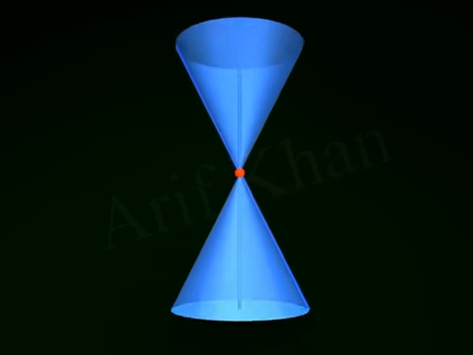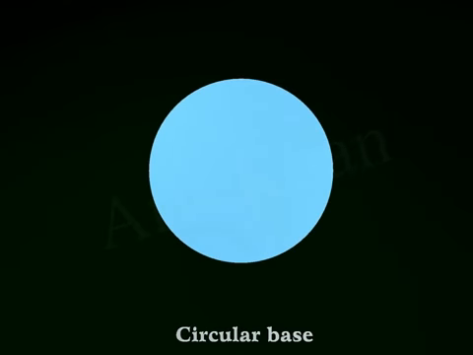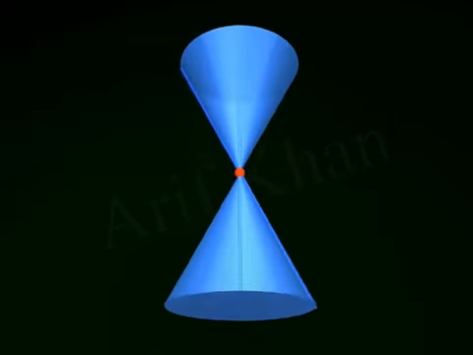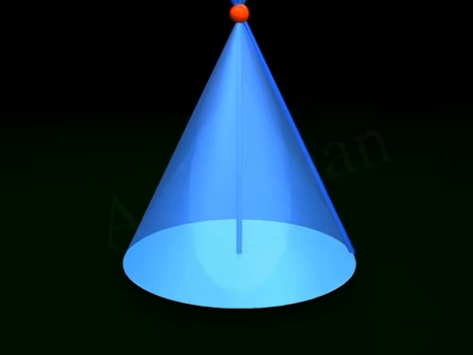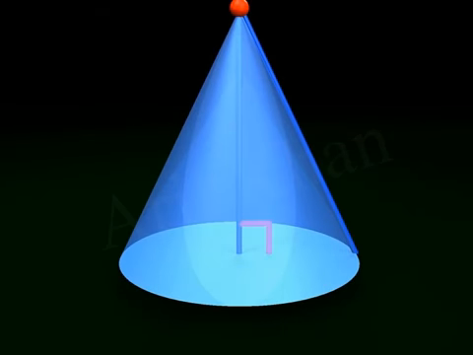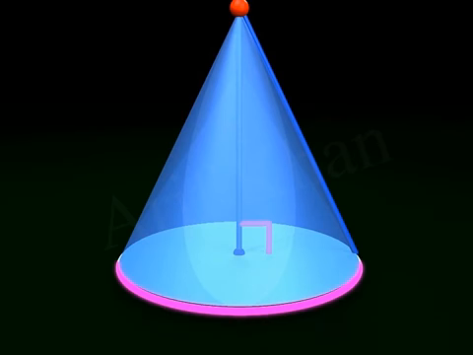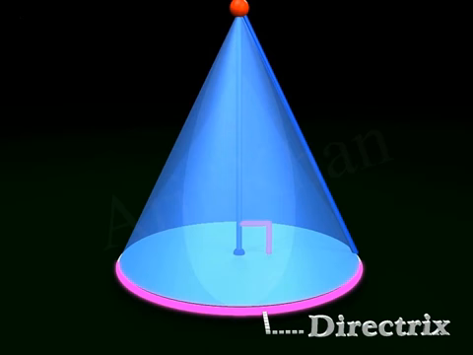A right circular cone has a circular base, and its axis is always the perpendicular line from the center of the base to the vertex. The perimeter of the base is called the directrix. The lateral surface of a right circular cone is called a nappe.